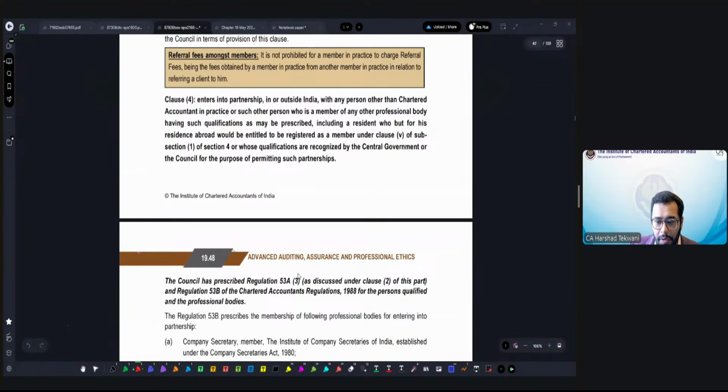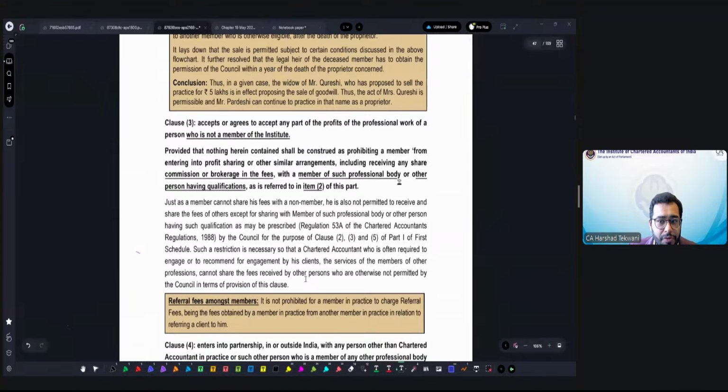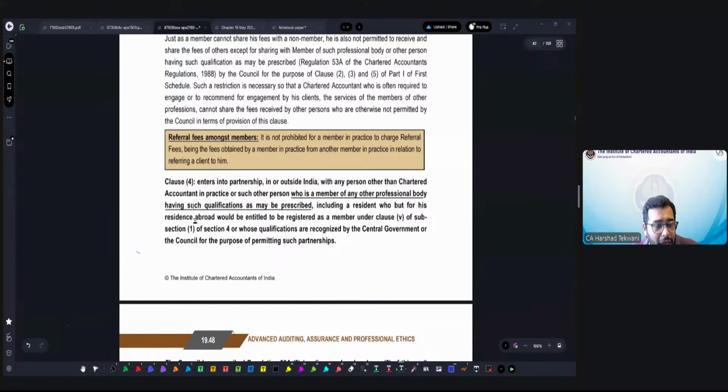If you see on page number 19.47, clause 4 talks about a member who is a member of any other professional body having such qualifications as may be prescribed. Till now, the term we were using was members of such professional bodies. Now we are using who is a member of any other professional body having such qualifications as may be prescribed, or whose qualifications are recognized by the central government or the council for the purpose of permitting partnerships. We need to look into the members and the qualification for the first part, and second, specific qualifications allowed.